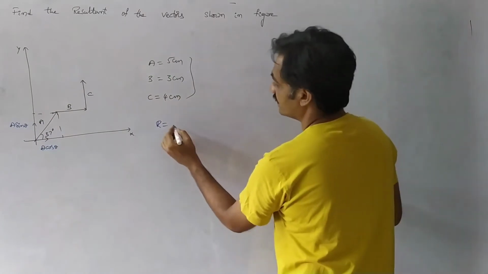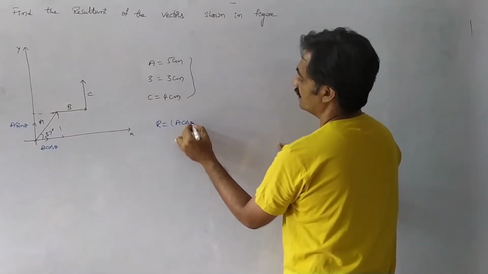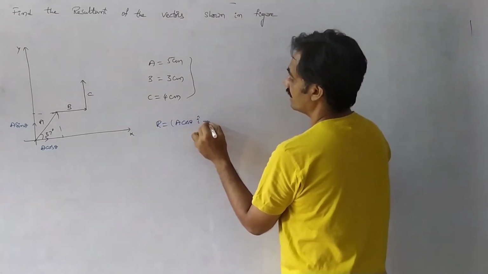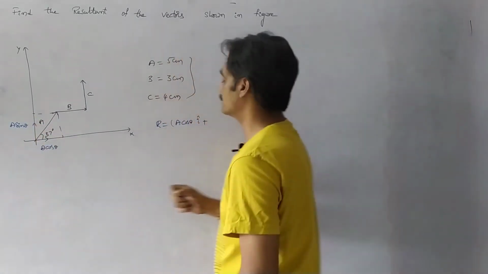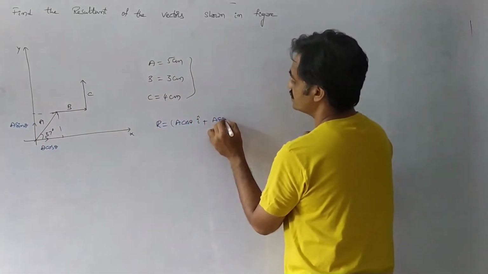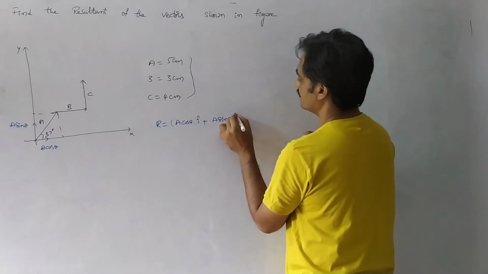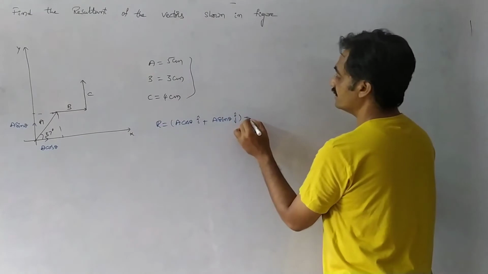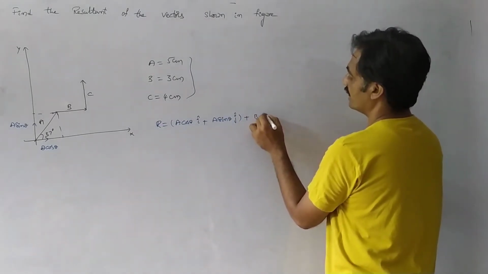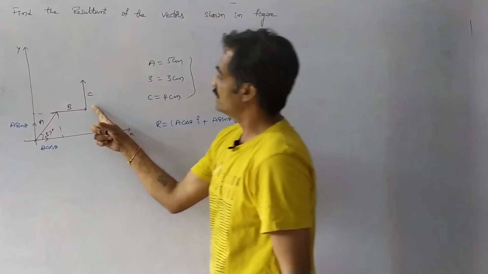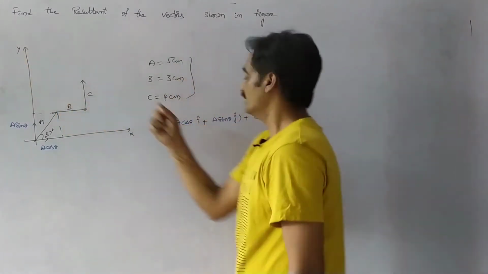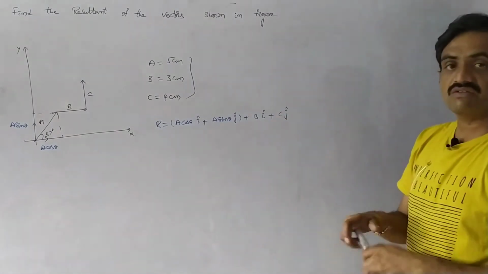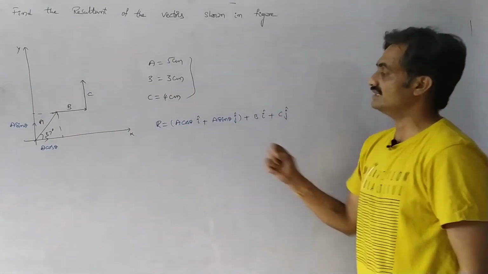So we can write A cos theta, where A cos theta is along the x-axis, so we represent it with the unit vector i cap, and A sin theta is along the y-axis, so we represent it with j cap, A sin theta into j cap. Now the B vector is along the x-axis, so we write it as B into i cap, and the C vector acts along the y-axis, so we represent it with C into j cap. Now we have to substitute the values of A, B, C as well as theta.